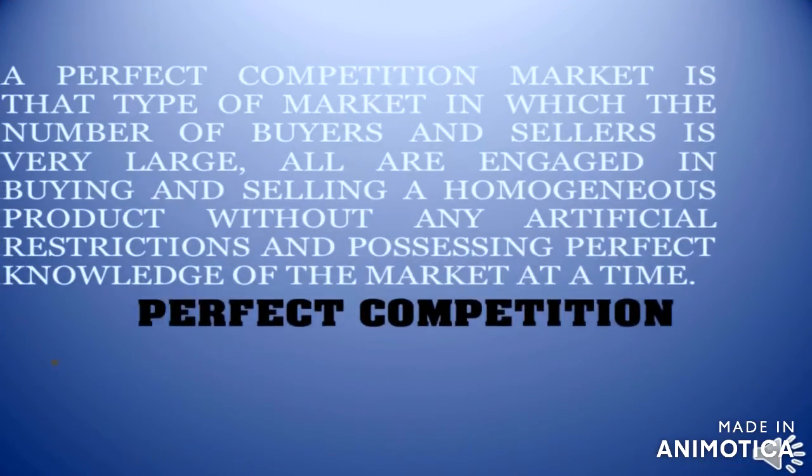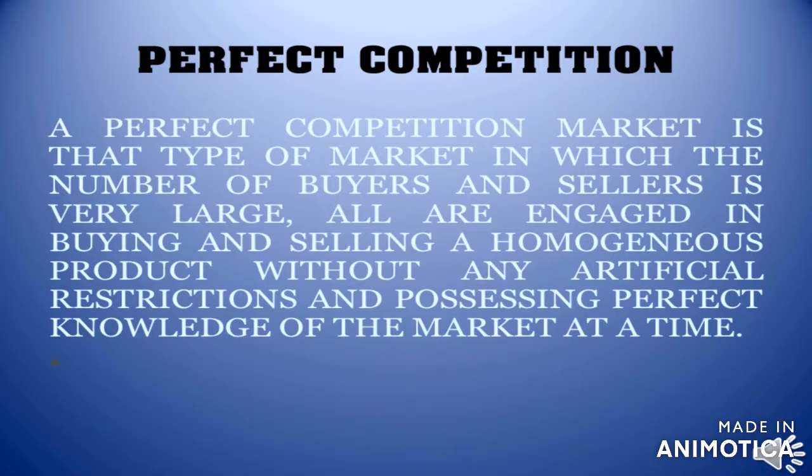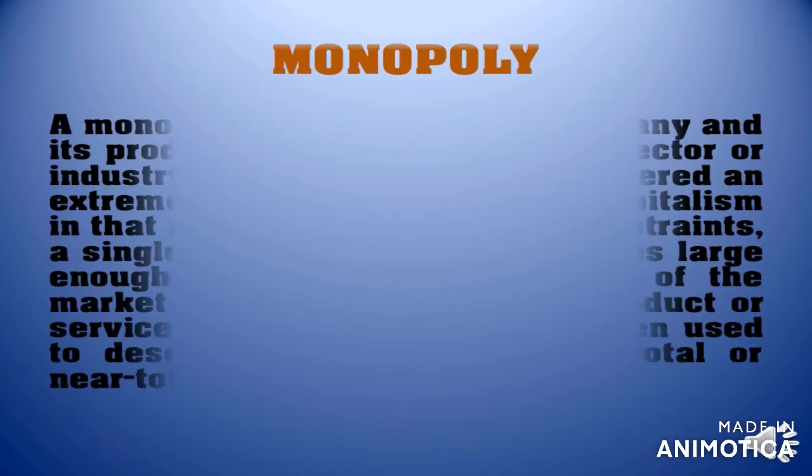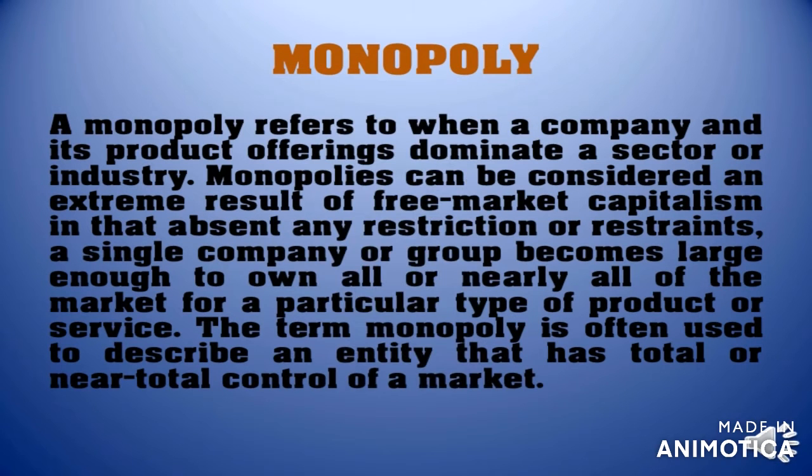A perfect competition market is that type of market in which the number of buyers and sellers is very large. They all engage in buying and selling a homogeneous product without any artificial restrictions and possessing perfect knowledge of the market at a time. A monopoly refers to when a company and its product offering dominate a sector or industry.